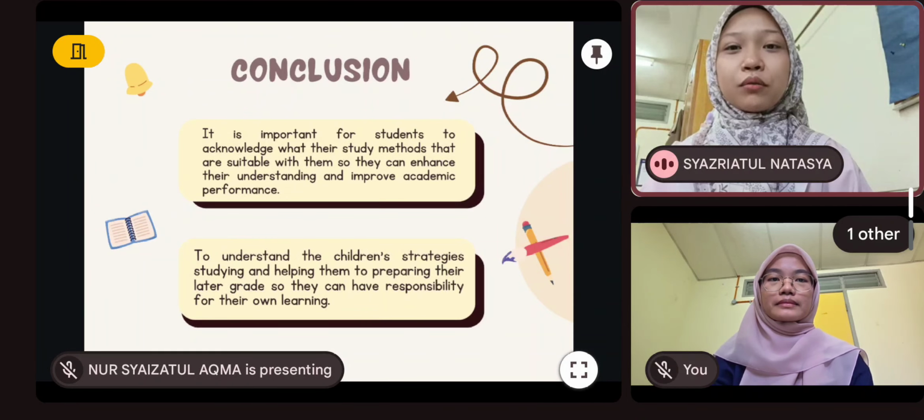Okay, so for the conclusions, it is important for students to acknowledge what the study methods that are suitable for them so they can enhance their understanding and improve academic performance. And also, to understand the children's strategies, studying and helping them to preparing their later grade so they can have responsibility for their own learning.